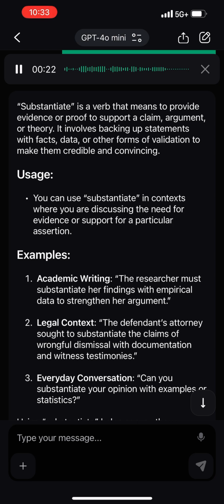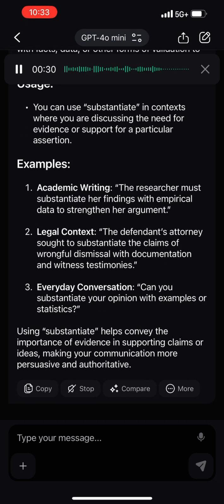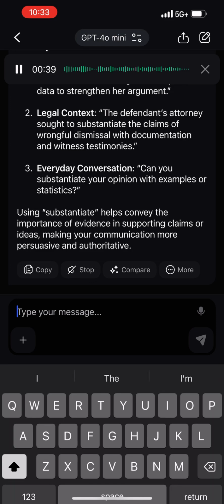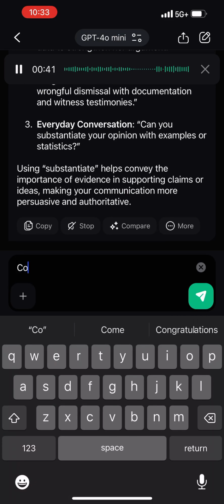Examples. 1. Academic writing. The researcher must substantiate her findings with empirical data to strengthen her argument. 2. Legal context. The defendant's attorney sought to substantiate the claims of wrongful dismissal with documentation and witness testimonies. 3. Everyday conversation. Can you substantiate your opinion with examples or statistics?